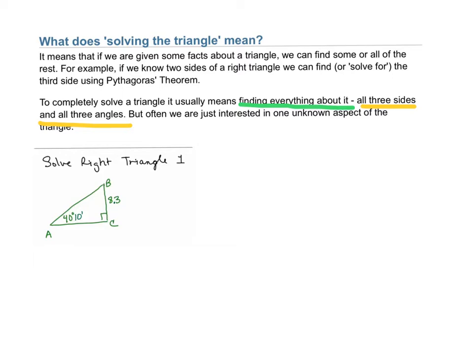Most of the time you're going to be using trigonometry to go about finding the missing parts of the triangle. If it's a right triangle, you were taught about the Pythagorean theorem. So we're going to use all these different rules to go about solving this triangle.